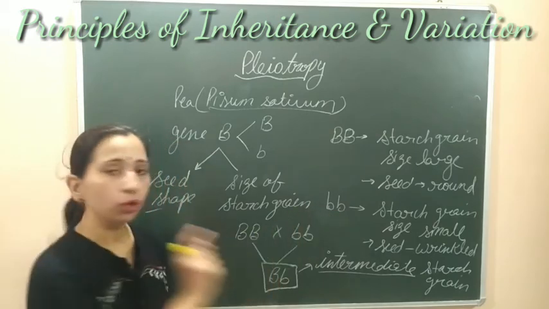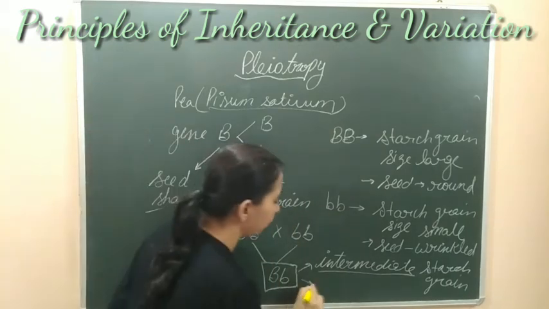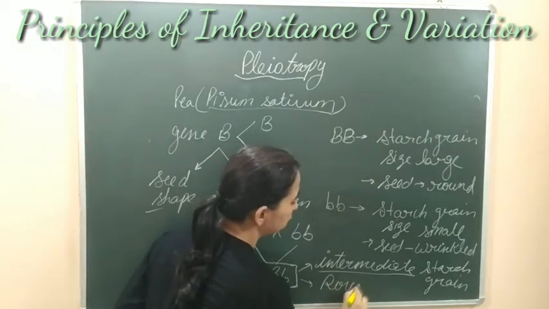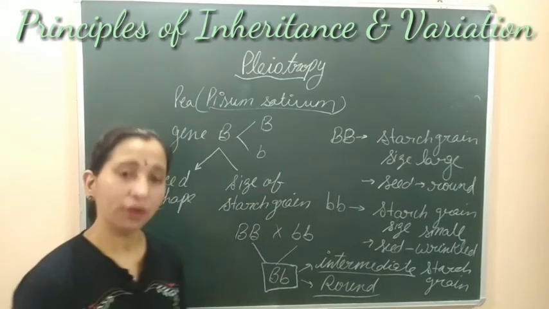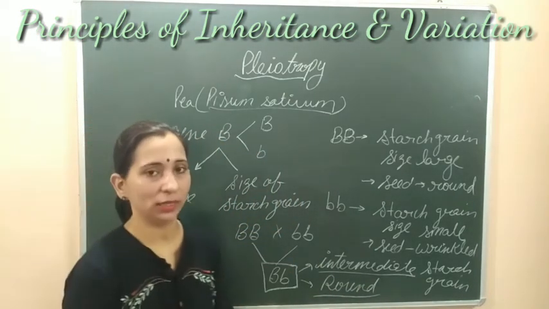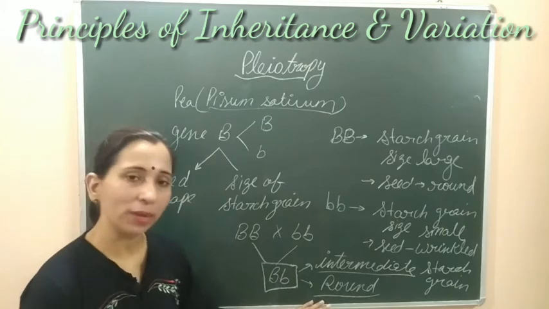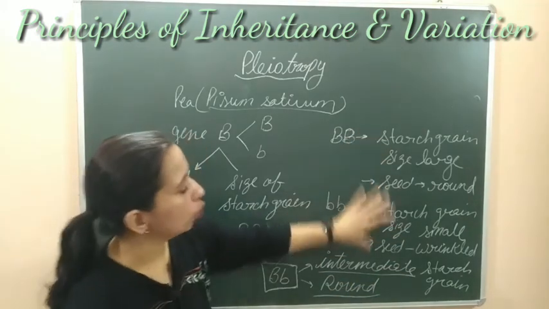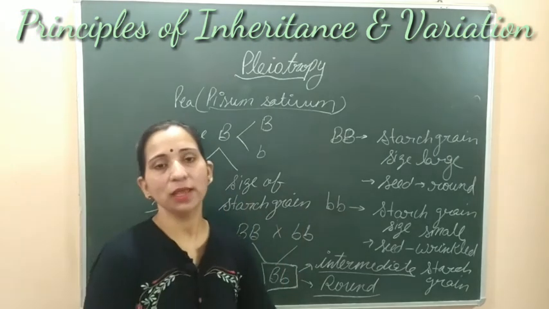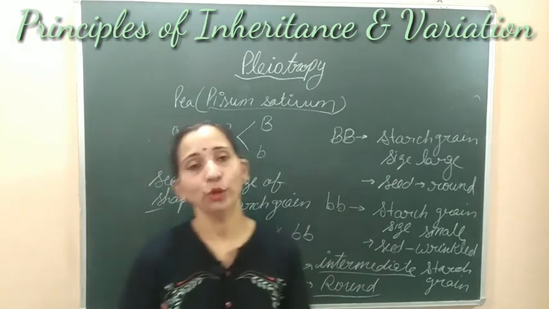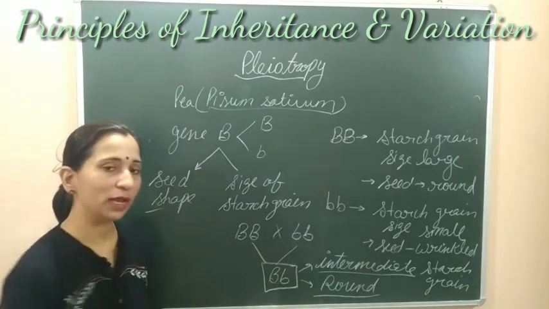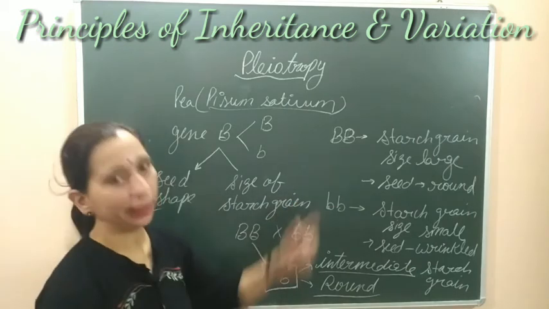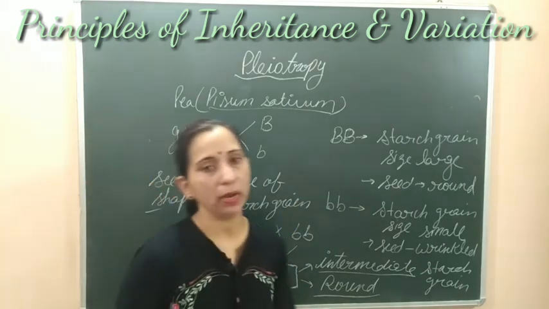But when we come to the seed shape, the seed shape is round in this condition. This shows dominance. So the law of dominance is applied here, but it also shows incomplete dominance. And these two characters which are controlled by the same gene are an example of pleiotropy. So we can see there are many things in a single example. This is about the pea plant.